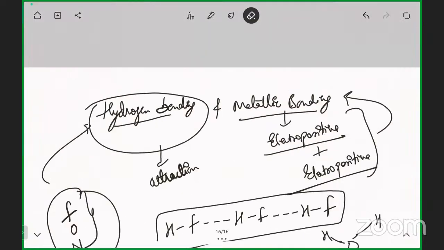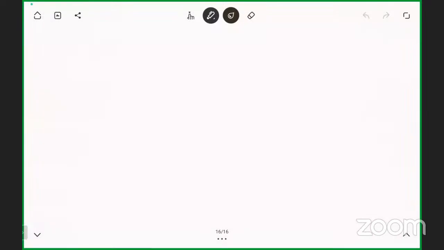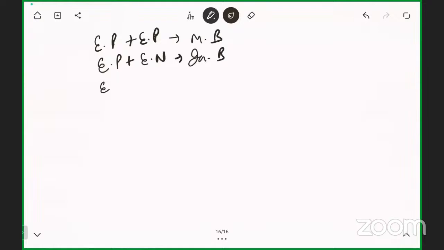So these were the terms, I'm only defining the terms. I'll go deeper from the next class. The nature of bond given in the book: when electropositive and electropositive elements combine, they form a metallic bond. When electropositive and electronegative combine, they form an ionic bond. When electronegative and electronegative combine, they form a covalent bond. So these are the three types of bonding, and the fourth type I taught you was the coordinate bond.